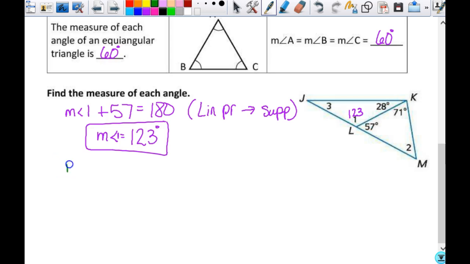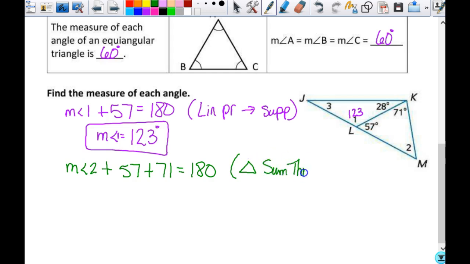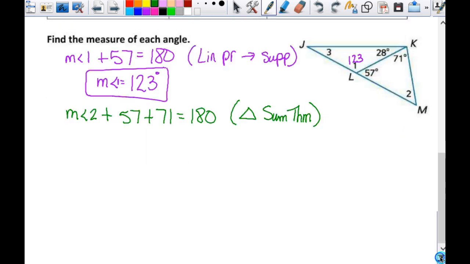Good. All right, so measure of angle 2 plus 57 plus 71 equals 180. And we know that's true because, now, some of our theorems have names, and sometimes we get to use the names. Most of the time we don't. But for this one, it's a lot easier just to go ahead and do it. And we're going to say that's just the triangle sum theorem. That's how we know we get to do that. You can abbreviate theorem THM. So triangle sum theorem, that's a lot shorter than actually trying to abbreviate the theorem itself.